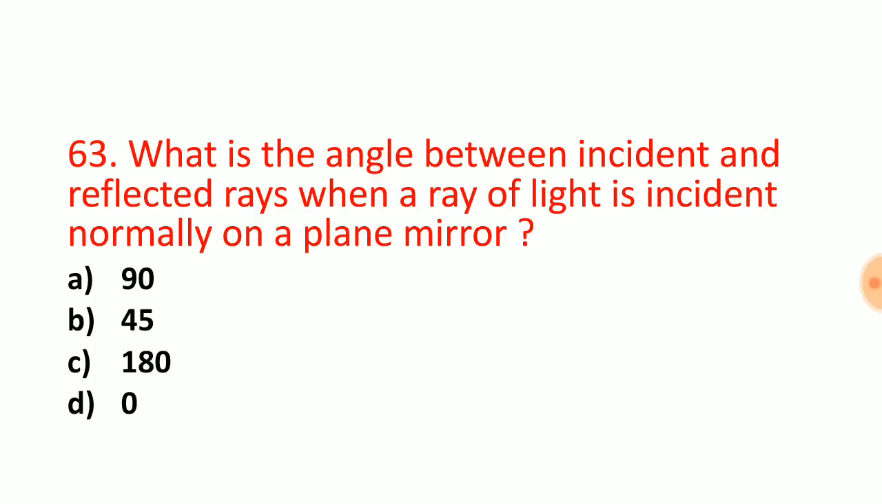Question number 63. What is the angle between the incident and reflected light when light is incident normally on a plane? We know that normal incidence means light is coming normally, and in such a case the angle between the incident and reflected ray will be 0. That is option D. In normal incidence, the angle of incidence will be 0 and the angle of refraction will also be 0. When light passes along the normal, it goes straight.